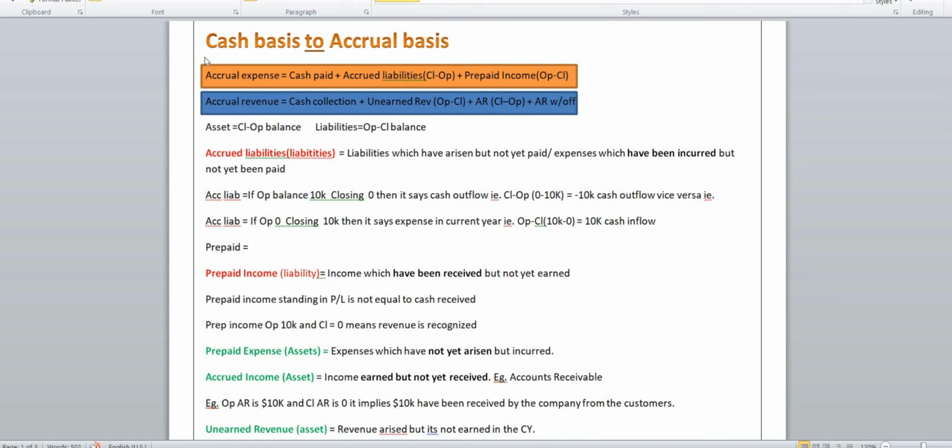Okay guys, so welcome to my next lecture. Today I am going to teach you all cash basis to accrual basis: how to convert from cash basis to accrual basis.